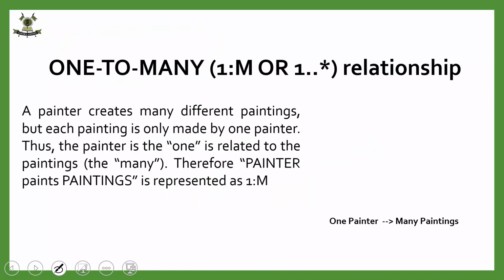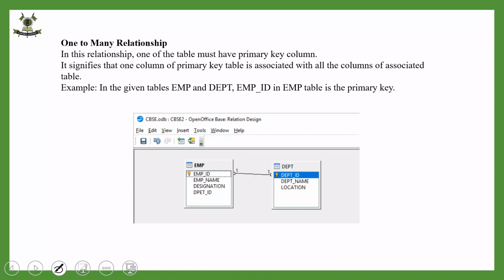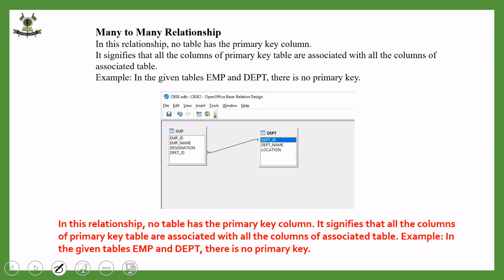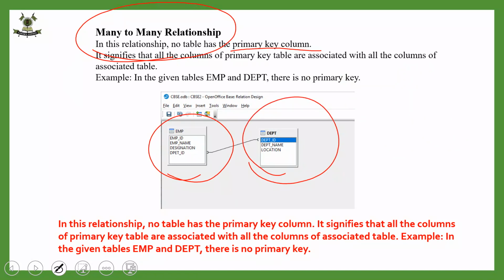One to many we have already seen, where one field is a primary key in one table, and the second field is a foreign key in another table. And we have the concept of many to many, where no table has a primary key column. Can you notice here that department ID in the employee table as well as department ID in the department table, both are not primary key. So these are the different types of relationships. Thank you very much.